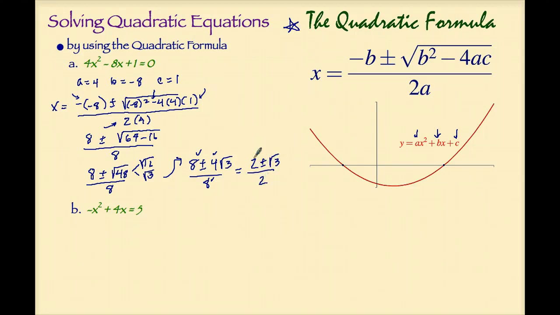Now, if you actually made the decimal 2 plus the square root of 3 over 2 and the other one 2 minus the square root of 3 over 2, you would find that this is indeed where this parabola crosses the x-axis.